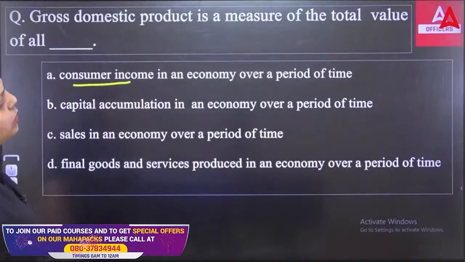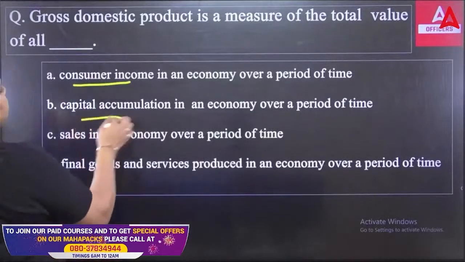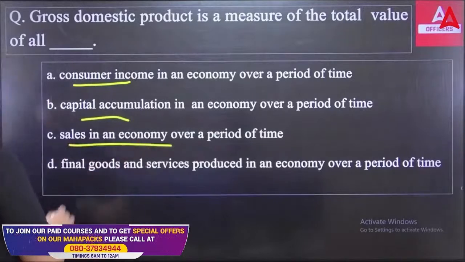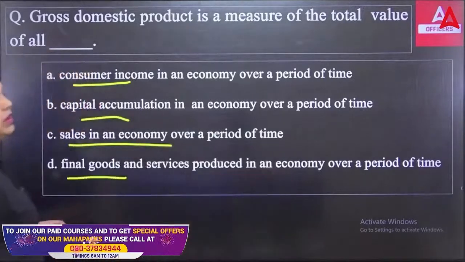Consumer income in an economy over a period of time. Capital accumulation in an economy over a period of time. Sales in an economy over a period of time. Final goods and services produced in an economy over a period of time. So which of the following is correct?